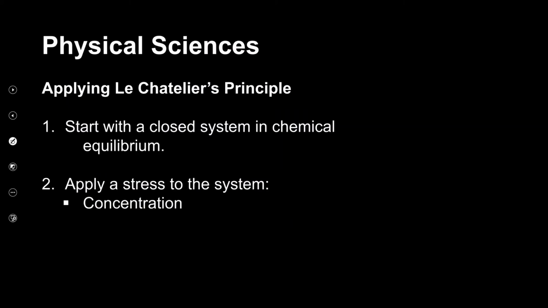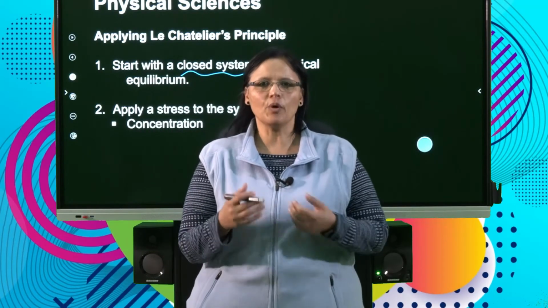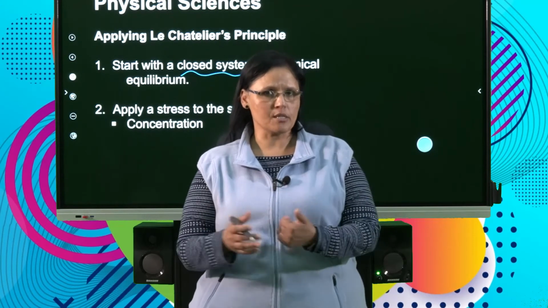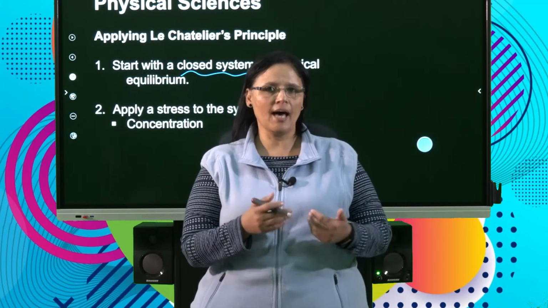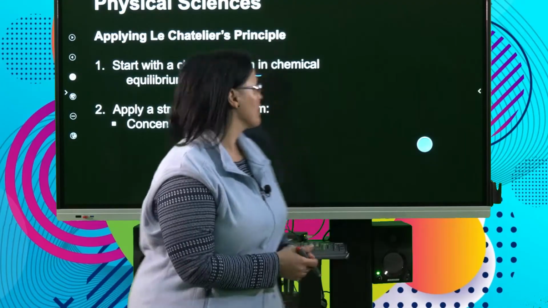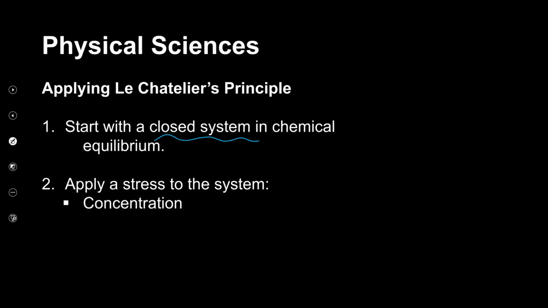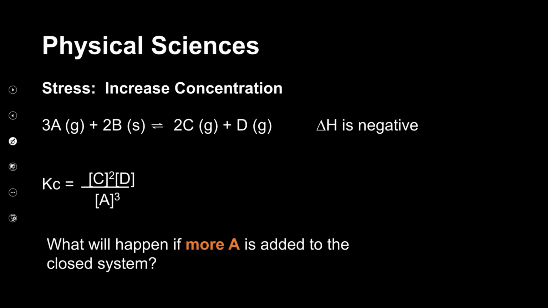So when we apply Le Chatelier's principle, we must remember that we always start in a closed system, and the closed system is normally in chemical equilibrium. If the system is not in chemical equilibrium, we cannot apply Le Chatelier's principle. So Le Chatelier only comes in when a system has reached equilibrium and there is a stress on the system. The first stress that we will apply is concentration. Right. So my stress here is an increase in concentration.